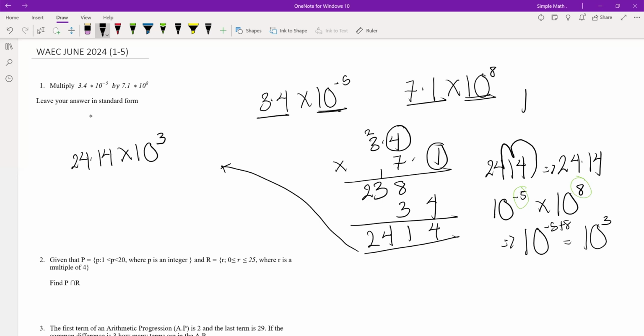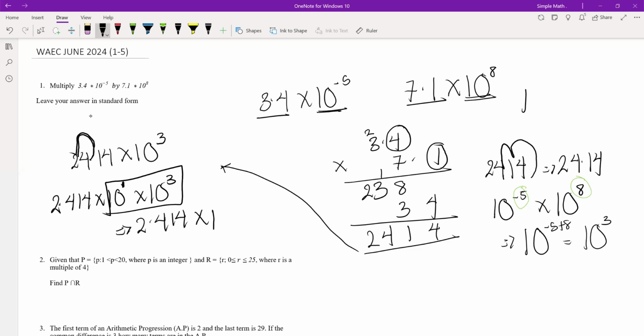Now we have to express it in standard form, meaning that we have to move the decimal place. Only one number can be in front of the decimal place if we are moving it to standard form. If you move it towards the left, this now becomes 2.414 times 10, which is 10 to the power of 1. Now we can add these powers together. It becomes 2.414 times 10 to the power of 4. So this will be your answer.